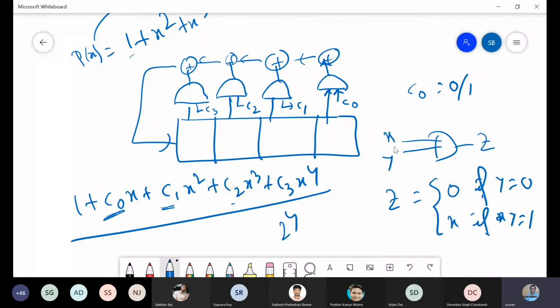We'll talk more on this in the next class. If this polynomial is a good polynomial, that means a primitive polynomial, then we have a full sequence. Okay, is there any question? That is the way we are getting it.